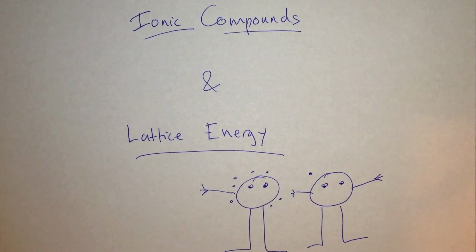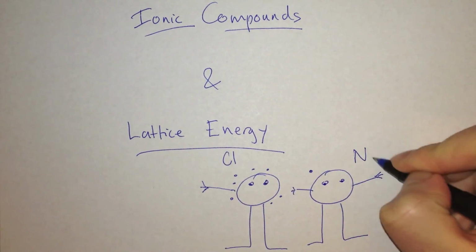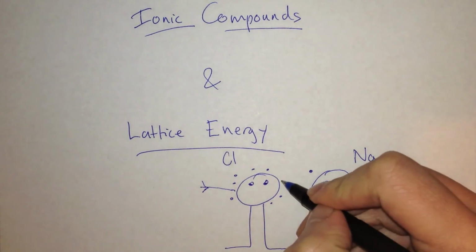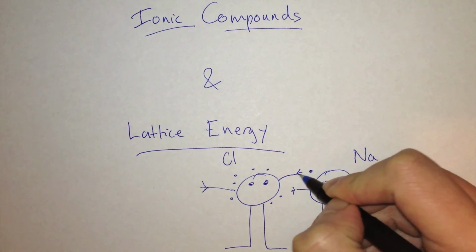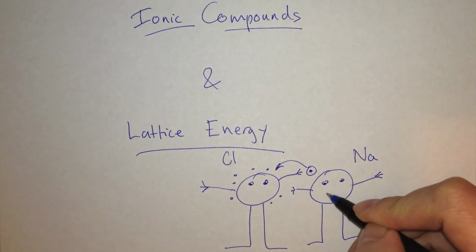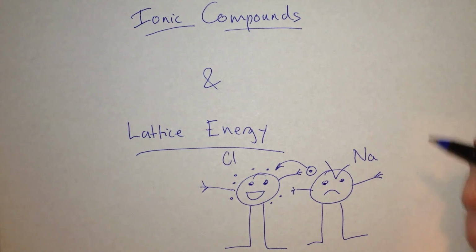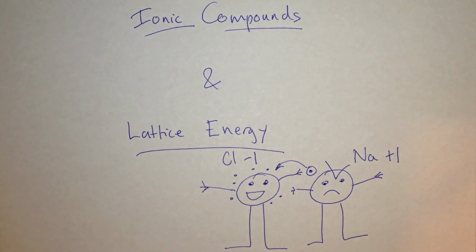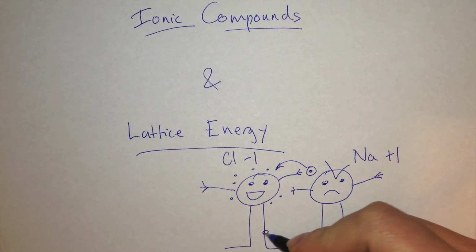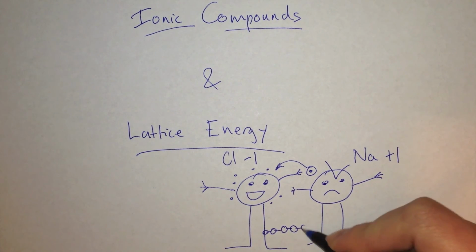Let's say I have two atoms, and let's say this one is chlorine and this one is sodium. And let's say chlorine reaches out and grabs one of sodium's electrons. Now the sodium has a +1 charge and the chlorine has a -1 charge. So even though the chlorine would like to run away with the extra electron, it can't, because the two are now bound by the charge.